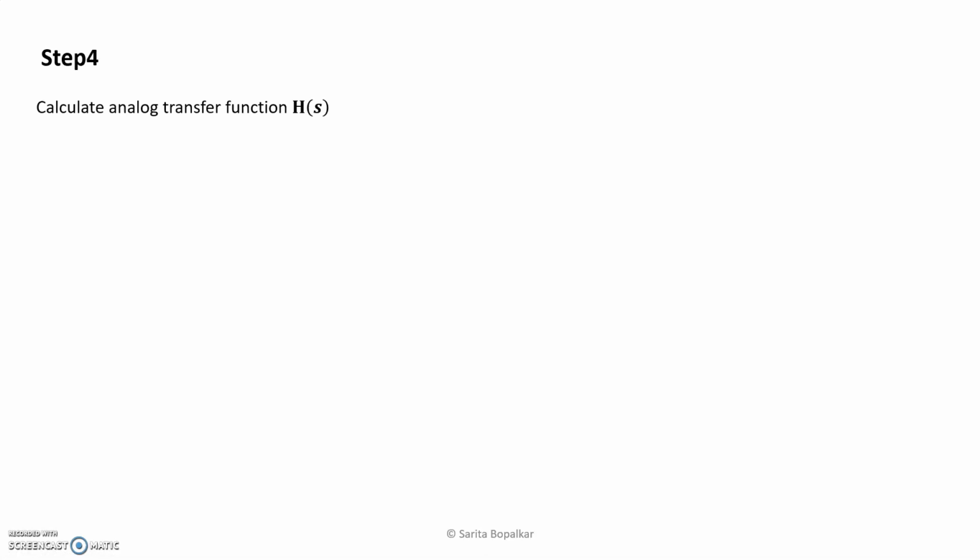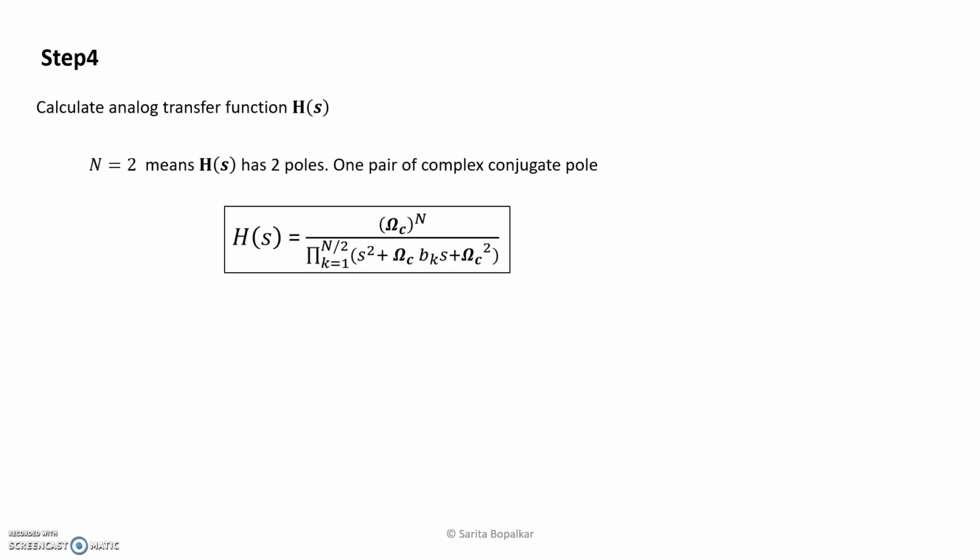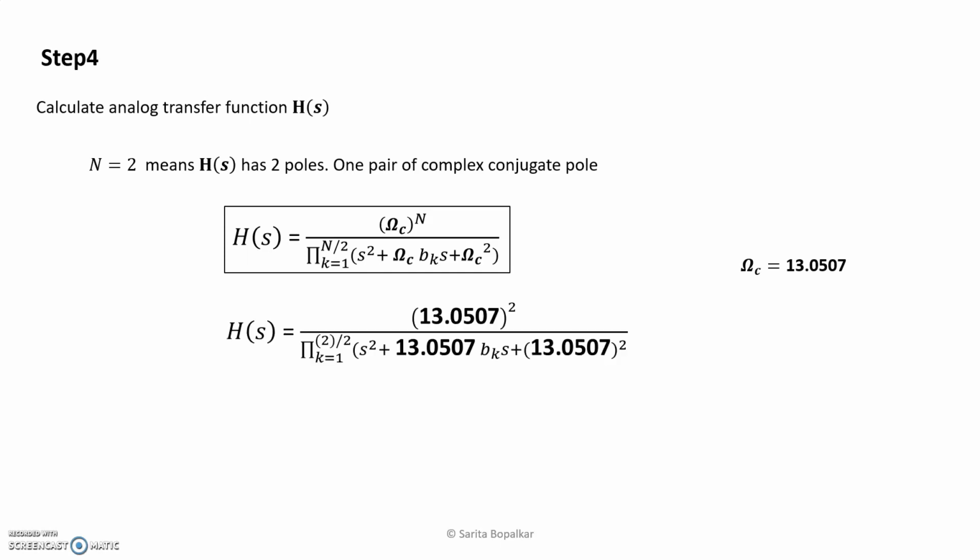To calculate the analog transfer function H(s), here N is equal to 2. That means there are 2 poles which are complex conjugate to each other. So we have only one pair of complex conjugate poles. We'll use this formula for H(s), which is for N equal to even. Ωc is 13.05, which we have calculated. We'll put the values in this equation and we'll calculate bk. K is only 1. K varies from 1 to N by 2. N is 2, so K becomes 1.